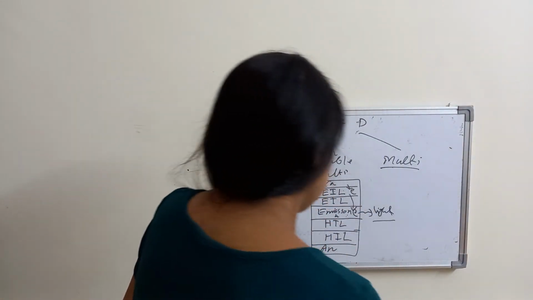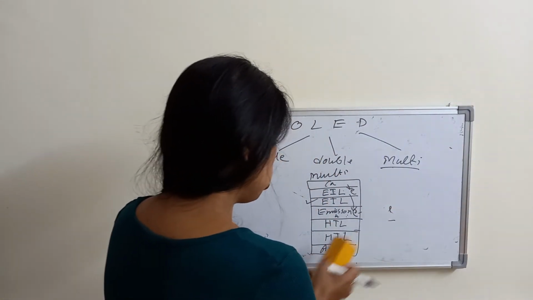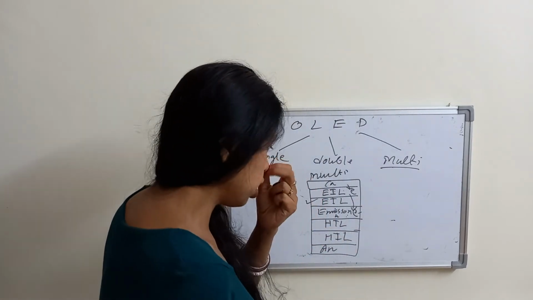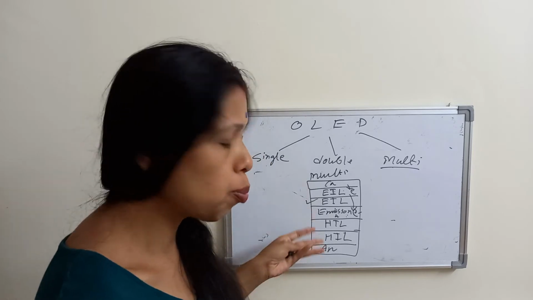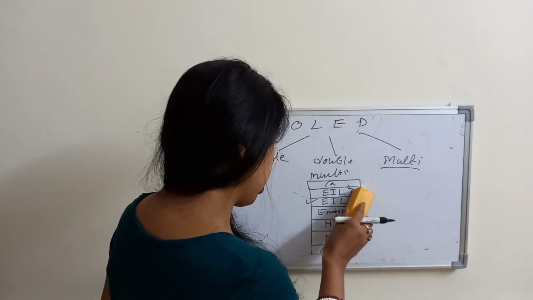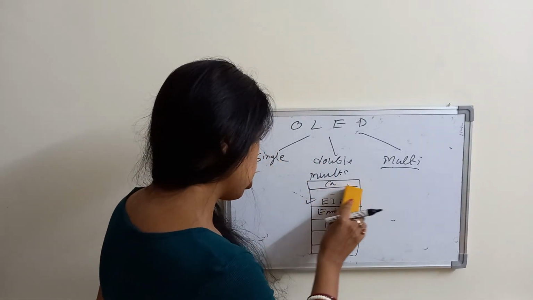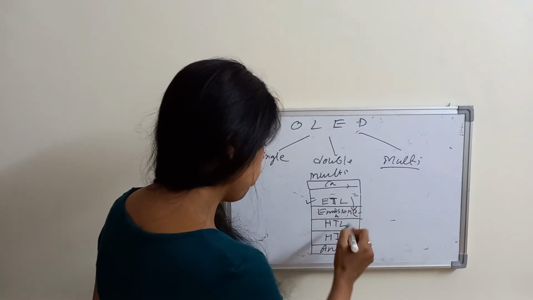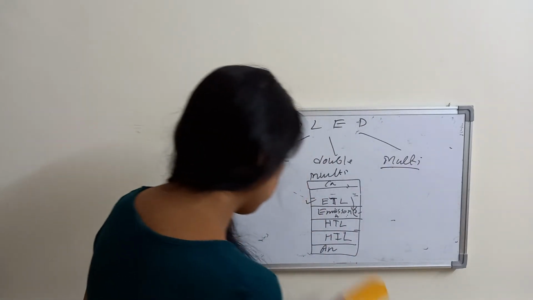Now, I told you that instead of the injection layer, you can only use the electron transport layer. If you use the multiple layers, you will get high efficiency. Suppose I want to discuss each and every layer. I am not discussing the injection layer. I want to discuss only the electron transport layer and the hole transport layer.